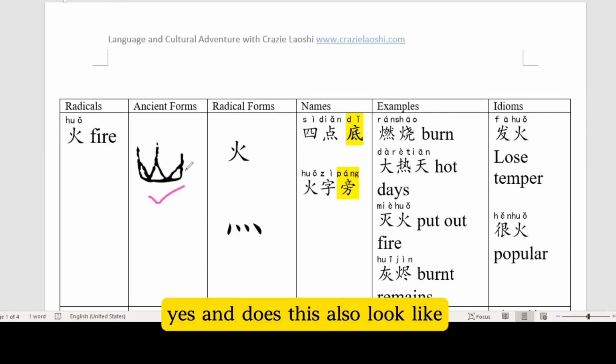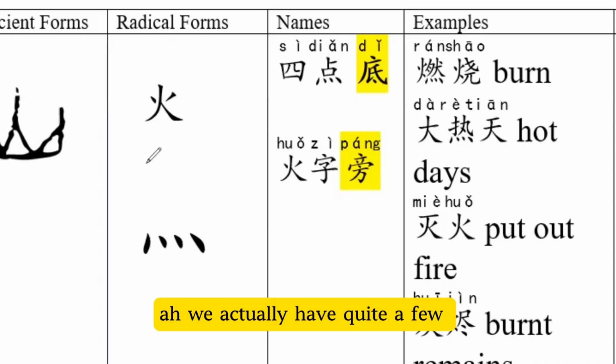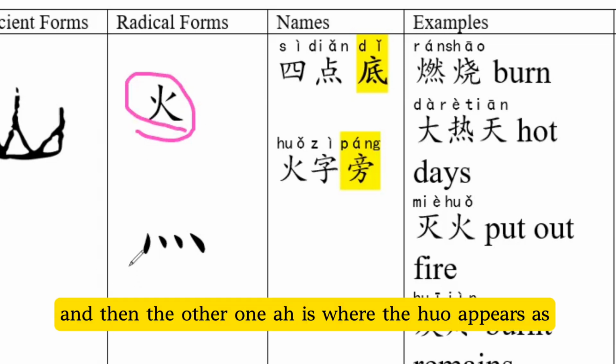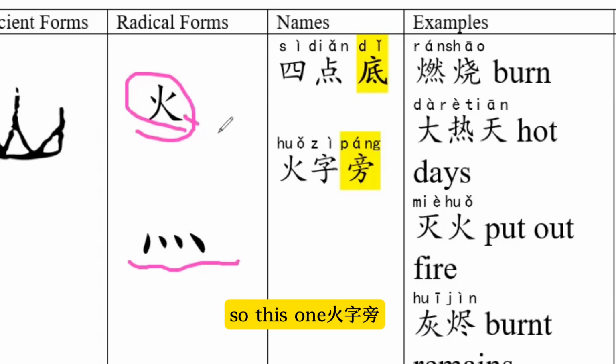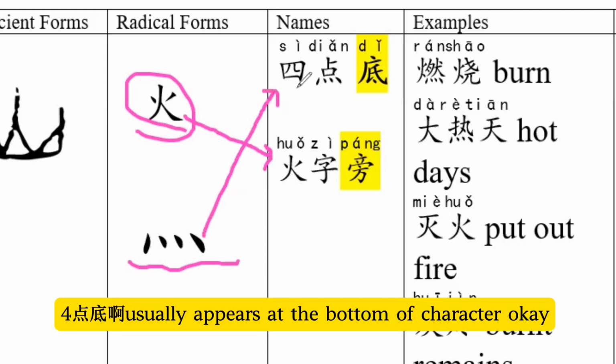当当当当，我们一起来看今天的偏旁部首。那第一个就是我们的火 fire. Does this look like fire? Yes. And then the radical form, we actually have quite a few. One, 火, just like the 火. And then the other one is where the 火 appears as 4 dots at the bottom of the character. So this one, 火字旁, usually appears on the side. And this one, 四点底, usually appears at the bottom of a character.